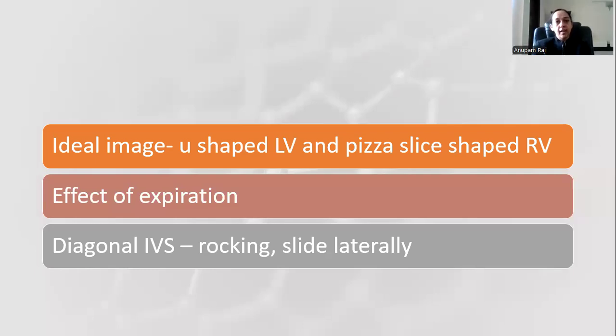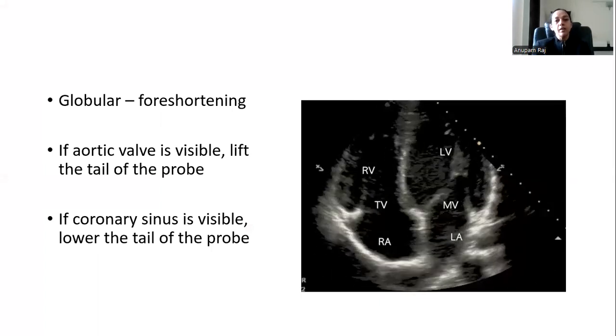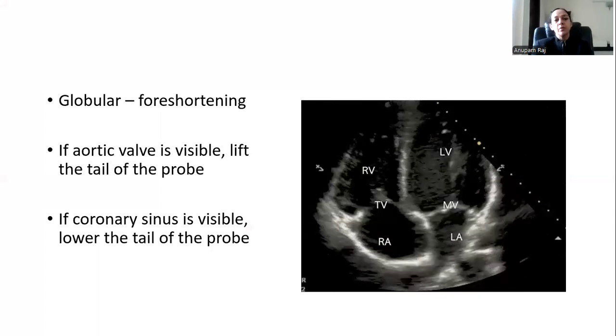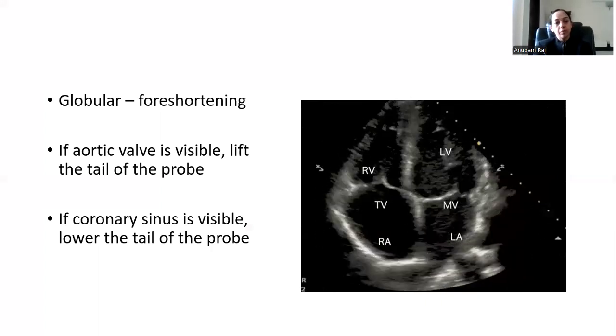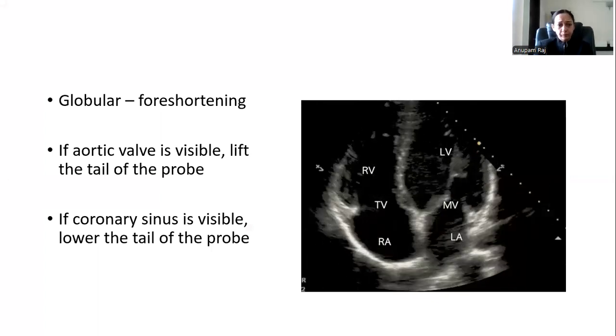When you are seeing a diagonal interventricular septum, rocking of the probe tends to help, or you can also slide laterally to get the best image. Sometimes we tend to see a globular heart, that is because of the foreshortening. And if the aortic valve is visible, then you need to lift the tail of the probe. And if the coronary sinus is visible, lower the tail of the probe.